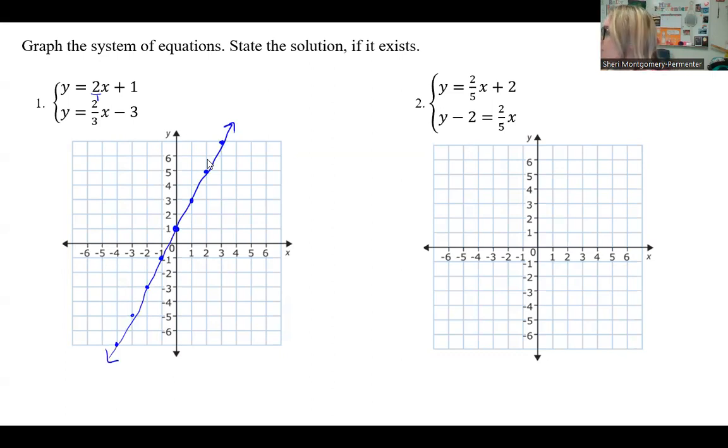If you like your lines to be nice and perfect, I do have straight edges up on the top right table, but I don't care if they're perfect. Really, what we're looking for is the intersection of the two lines, if there is one.